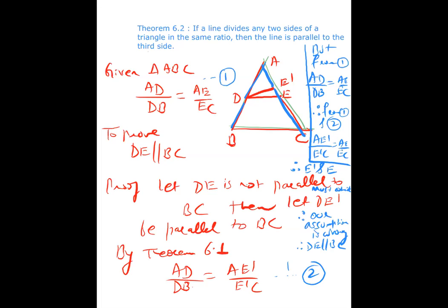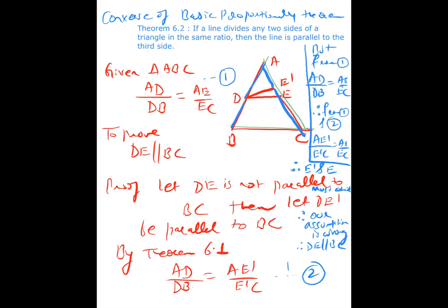This is the reverse of the basic proportionality theorem, the converse. One more time, can I repeat it? I am repeating it only for whoever is asking. But others, please do your work. If you don't want to listen, no need to listen.